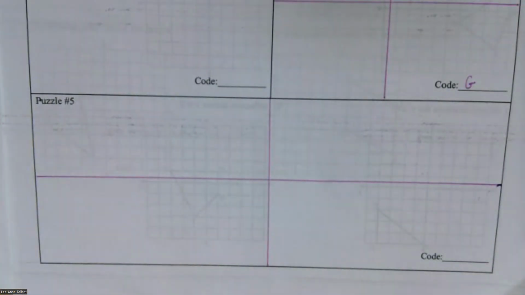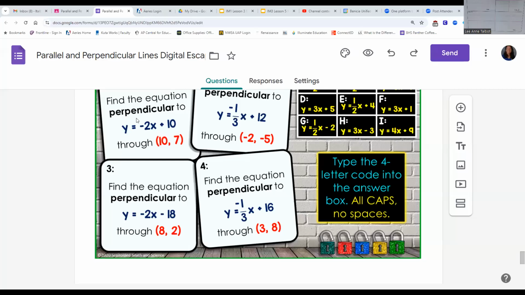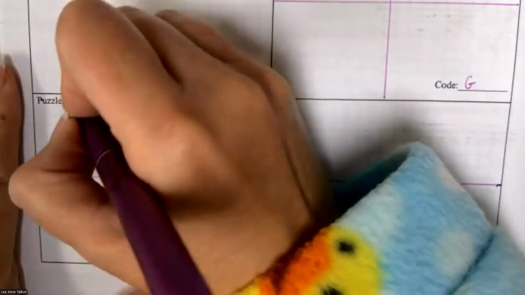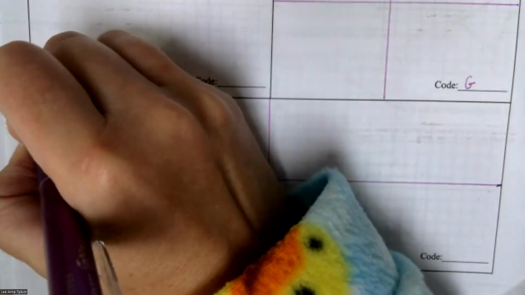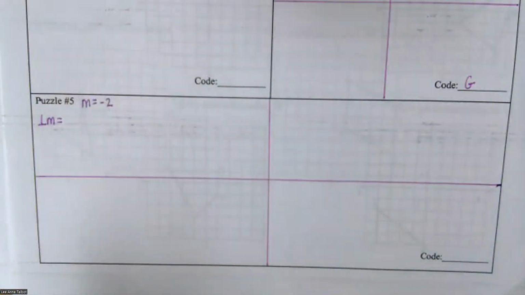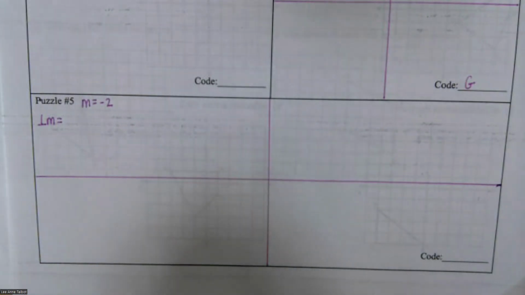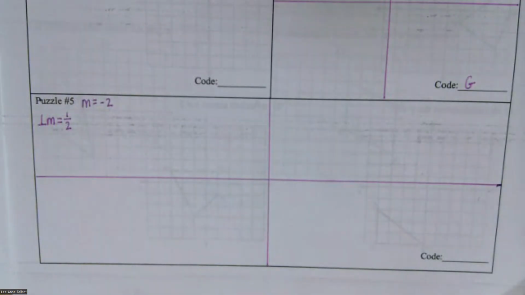Okay. Puzzle 5. It says find the equation perpendicular to y equals -2x plus 10. Okay, so I'm going to say slope is -2. I'm just going to put it right there. I got that out of the problem. Okay, but it said perpendicular. So what would the perpendicular slope be to -2? Yes, Titus? +1/2. Great job. Flip, switch the sign.